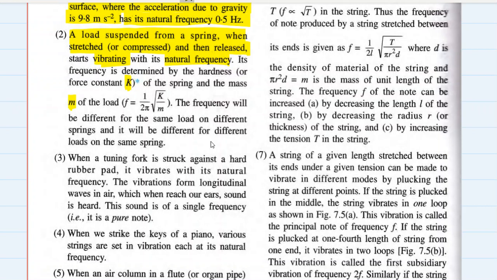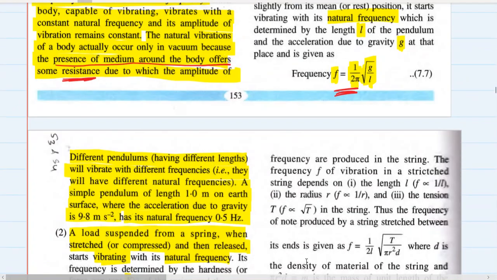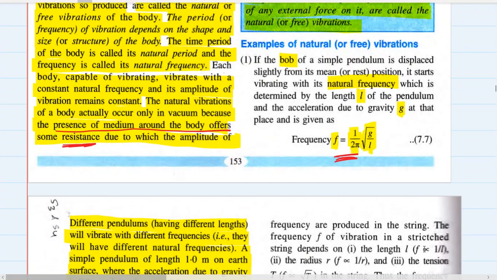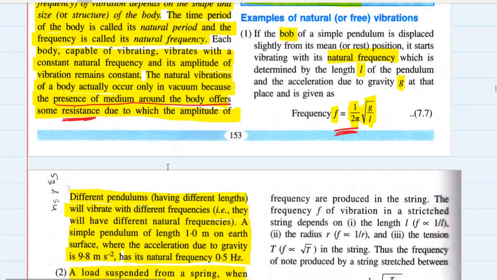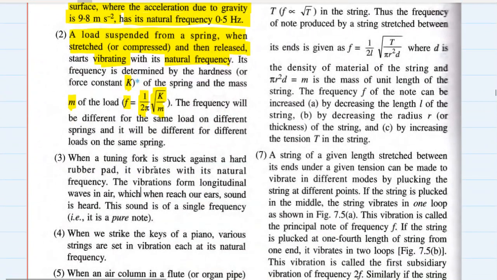And this frequency is given by 1 upon 2 pi under root of k by m, which is very much similar to our example of simple pendulum, frequency of simple pendulum. सिर्फ यहाँ पे g by l है, यहाँ पे हमारे पास आ गया है k by m, g by l की जगह पे k by m. The frequency will be different for the same load on different springs and it will be different for different loads on the same spring. तो spring की hardness पे depend करती है कितनी frequency से वो load vibrate करेगा जब उसको disturb करेंगे, और mass पे depend करेगा वो load का mass क्या है.